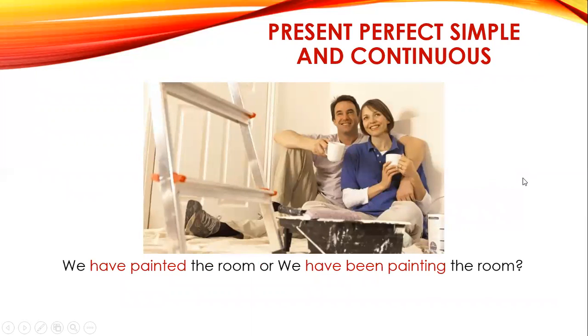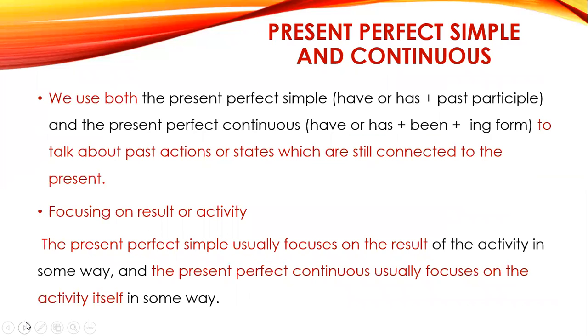So now, a second or third aspect we are going to analyze in this unit is the use of the present perfect simple or the present perfect continuous form. Okay, so if you analyze this photo, for example, we have painted the room, or we have been painting the room. Do you think there is any difference between the two sentences? Yes, of course, there is a slight difference between the two sentences, okay?